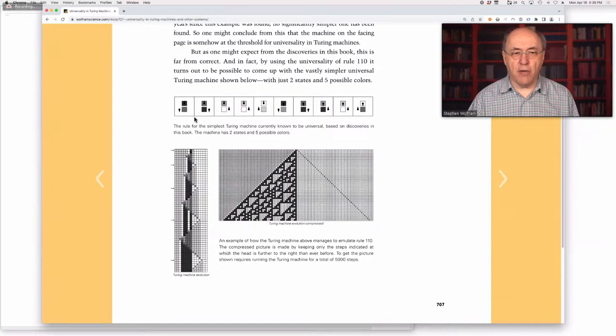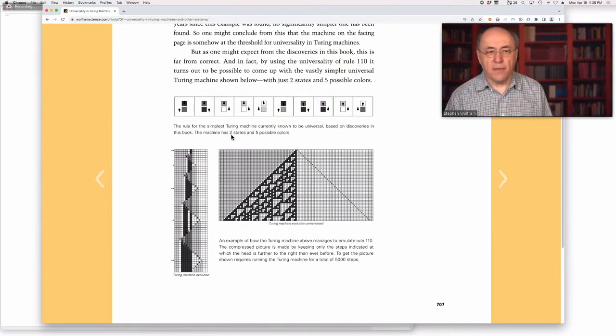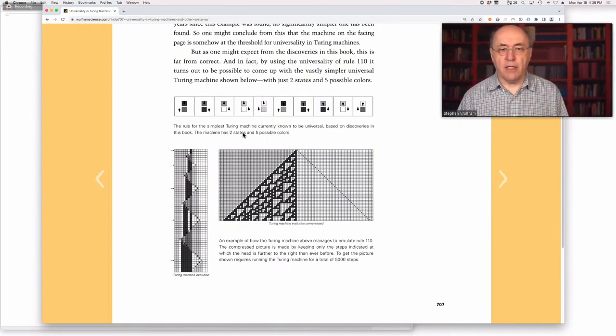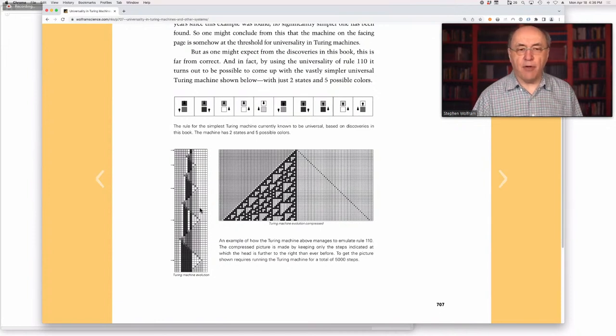This is showing this Turing machine. Actually, this is sort of interesting. This 2-5 Turing machine is sufficiently direct in emulating a cellular automaton that you can just make a picture here and show that it emulates rule 110. Very direct. By the time you get down to the 2-3 Turing machine, nothing nearly as direct as this is known. It's a vastly more complicated emulation.